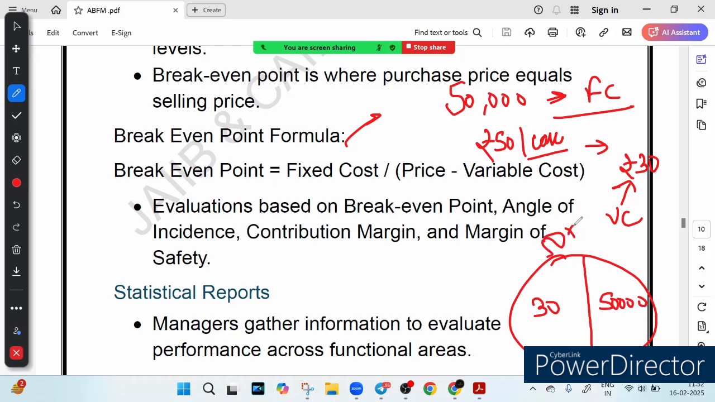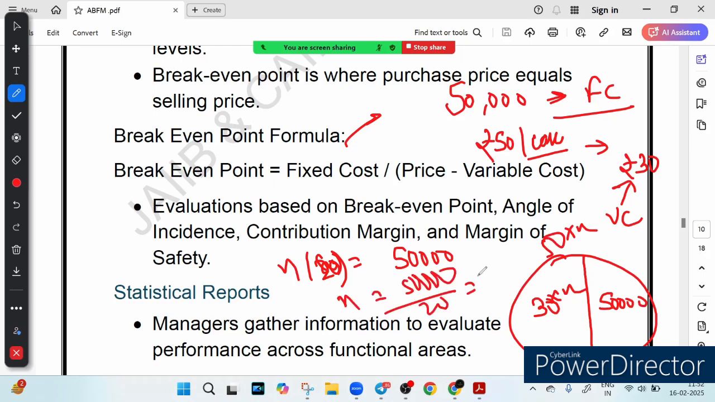So you just multiply it by n, so we can write n times 50 minus 30, right? n times 20 is equal to 50,000. So n is equal to 50,000 divided by 20. So this will give you how much? 2,500 cakes. So it means that if this many cakes are produced, the seller will neither be at profit nor at loss. It is the break even point, right?